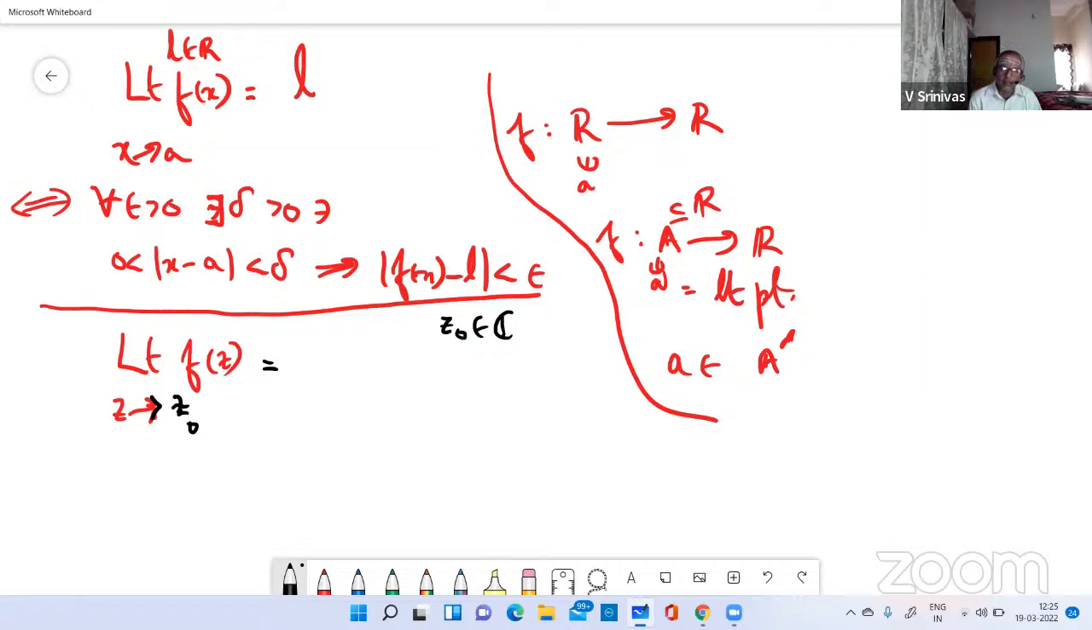Let me allow L to be a complex number now. L is a complex constant. Now I want to define the limit of a complex valued function of a complex variable. So I proceed like this.